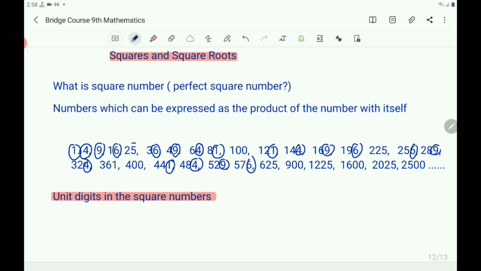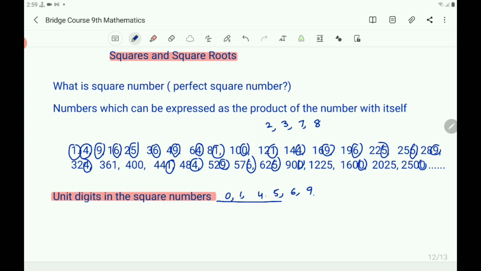And the square number may also have 5 in the unit place. And the square number may also have 0 in the unit place. But here you can conclude which numbers are not there in the unit place. 2 is not there, 3 is not there, 7 is not there, 8 is not there. And the remaining are 1, 4, 5, 6, 9, and also you take 0.